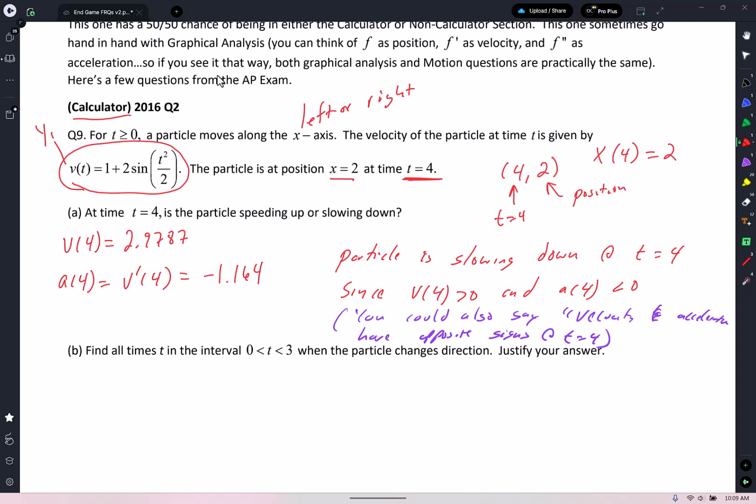Any questions? Bless you, bless you, bless you, bless you. No, for real, hit me, guys, hit me, because we need to improve on position, velocity, acceleration. Okay, we're good. All right.